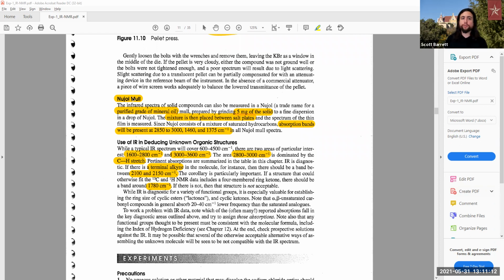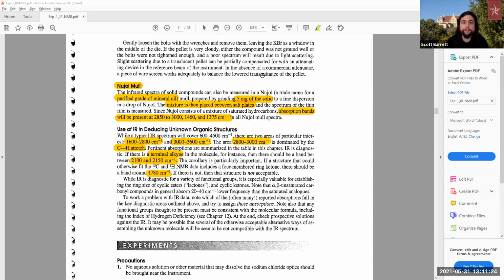So the Nujol, not my personal preference. However, it is okay to use for certain ones. Some people love the Nujol method. I don't really prefer it, and I'll explain why going forward. But it is pretty simple. You just take grade mineral oil, which is Nujol. That's all it is, just mineral oil.